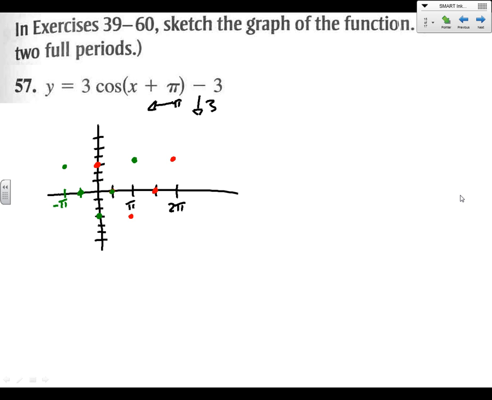Now we need to go down by 3. So every dot needs to go down 3. So I'm going to use blue to mark these. We're going to go down by 3. So here we go. Down 3, down 3, down 3, and down 3. And there is our final graph. And now we want 2 full periods.